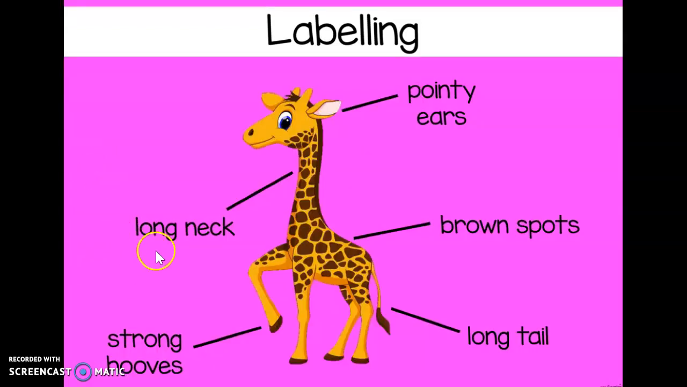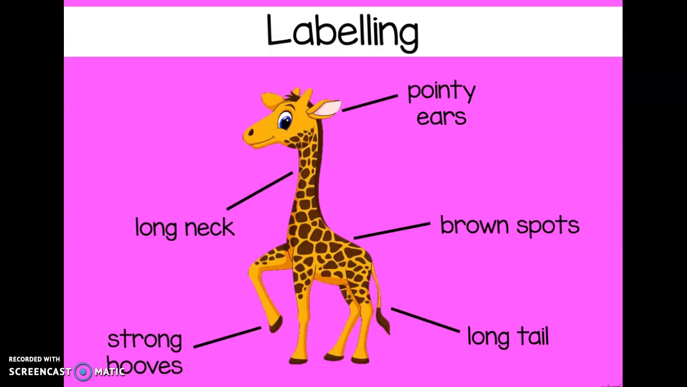So again, we have long neck, pointy ears, brown spots, a long tail, and strong hooves. Okay, so again, we're using our eyes symbol. What does it look like? And we're first labeling the animal to help us write our sentences. If I was to write a sentence about the giraffe here, I would start off by classifying the animal, saying the giraffe is a mammal.